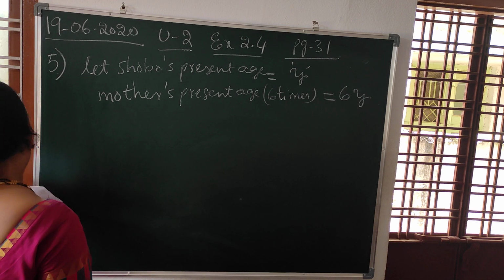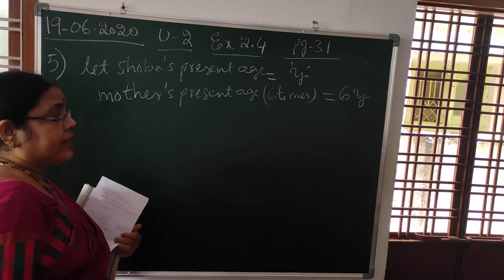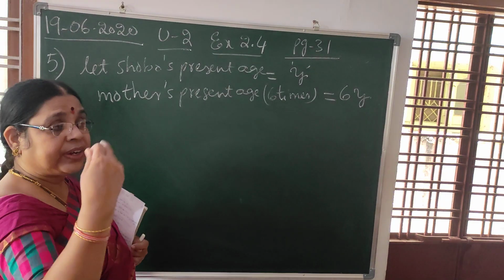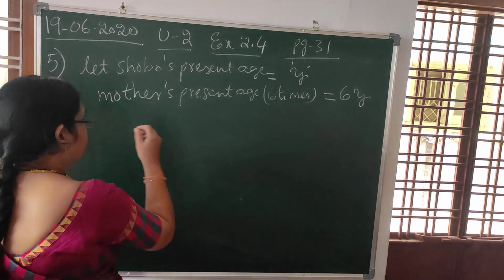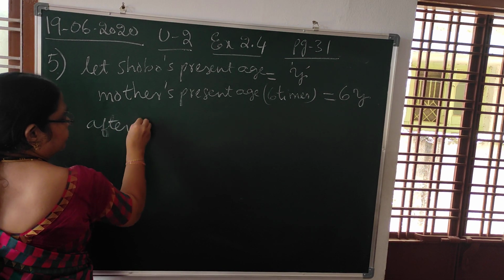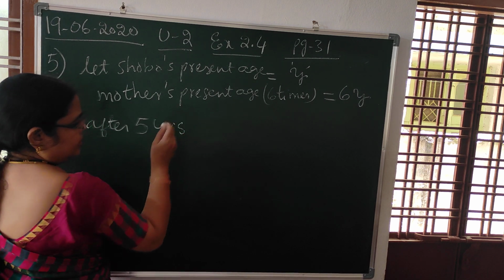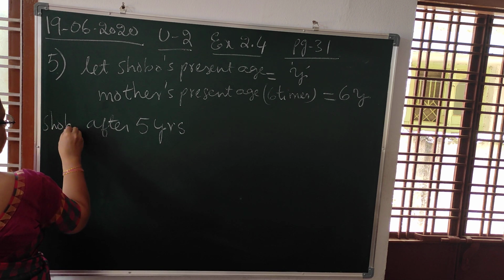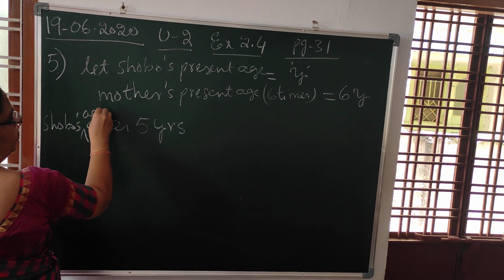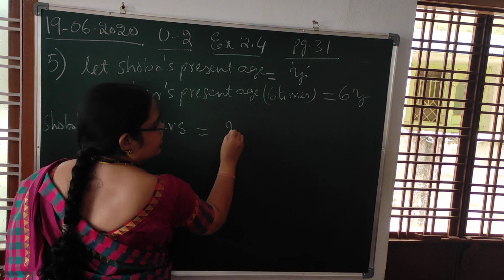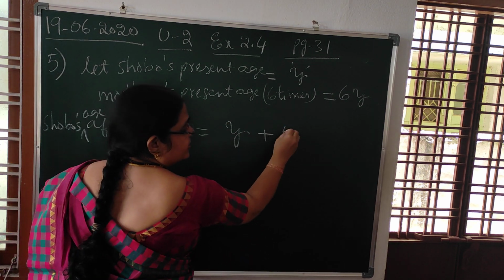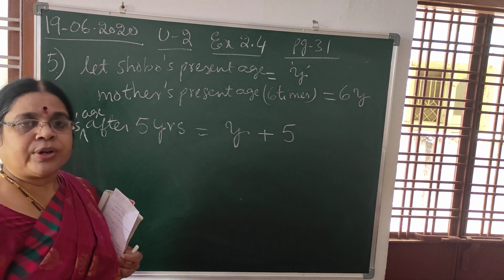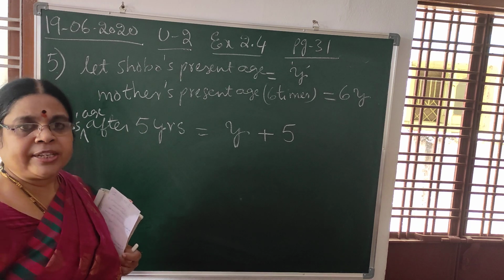Shobo's age after 5 years will be 1/3 of his mother's present age. Now the present age is y years. After 5 years, what will be his age? Shobo's age after 5 years: now he is y years, after 5 years he will be y plus 5. For example, if you are 10 years old now, after 5 years your age will be 10 plus 5, which is 15.